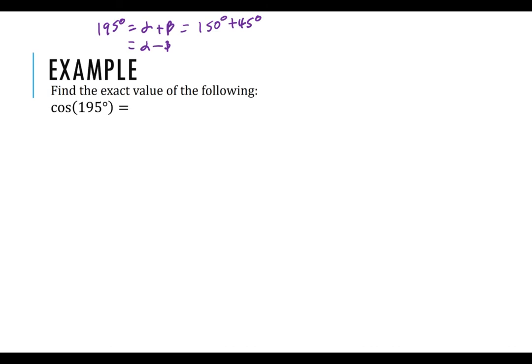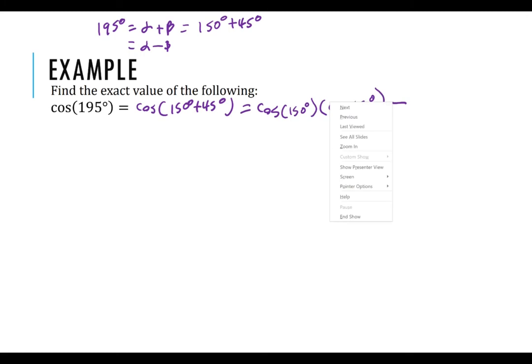45 degrees is 45 degrees in the first quadrant, and so this being cosine of 150 degrees plus 45 degrees, that's the same as using the sum identity. That's going to be cosine of 150 degrees times cosine of 45 degrees minus, remember that because it's plus now, it's going to be minus sine of 150 degrees times sine of 45 degrees.